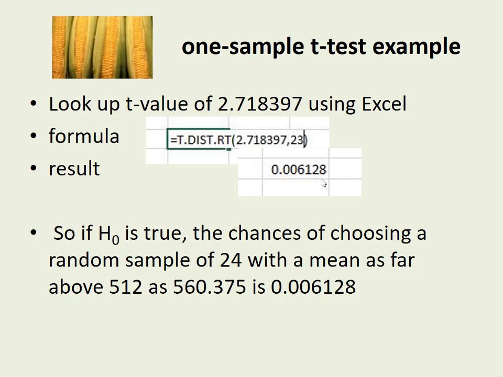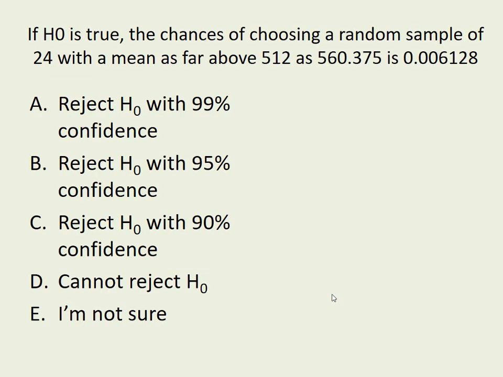So what you do is you'd report that p-value. If the null hypothesis is true, if the mean yield is still 5 on 12, the chance of picking a random sample of 24 with a mean as big as this is 0.006128. So this is where you need to think about it. Pause the video if you need a bit more time. What would you go for there?